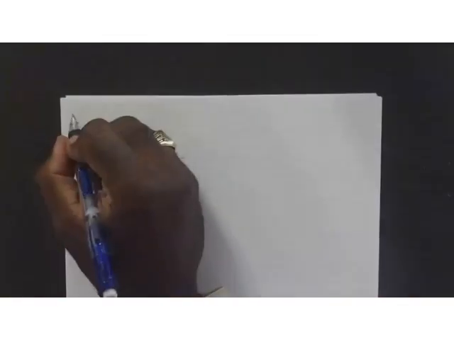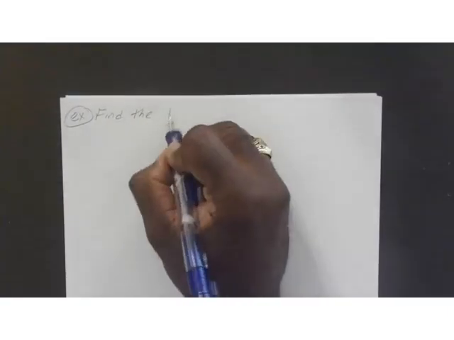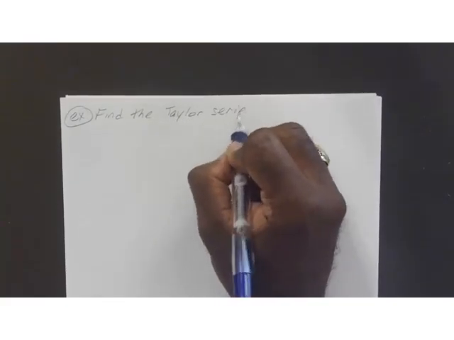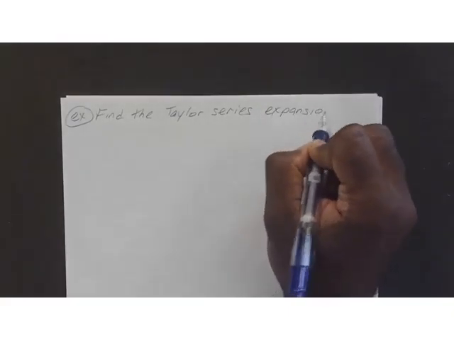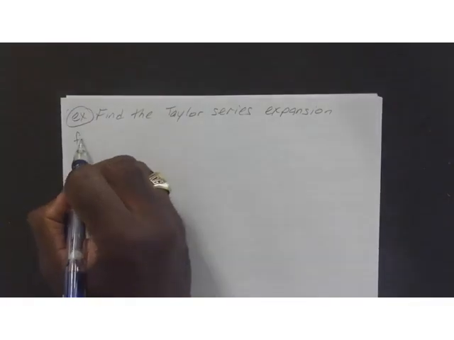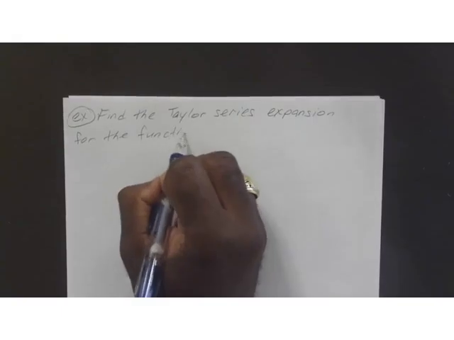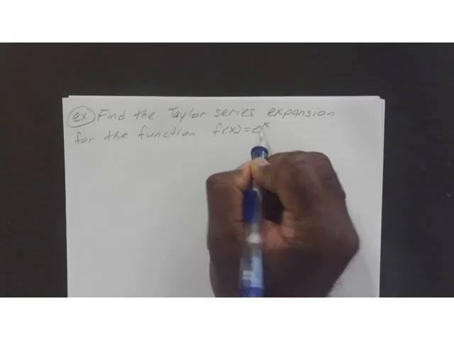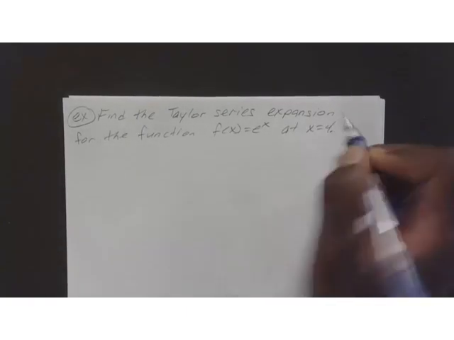So let's say, for example, we wanted to find the Taylor series expansion for the function f of x is equal to e to the power of x at x is equal to 4.